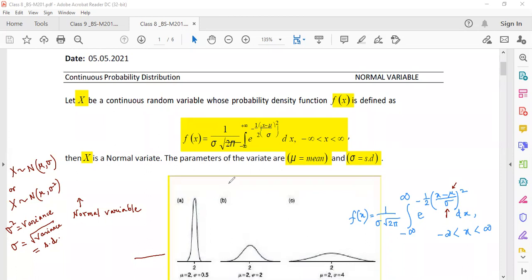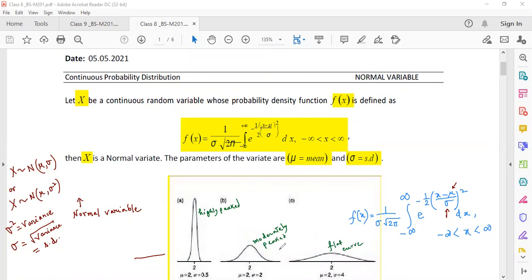Okay, so let us write the characteristics just beside the curves. So this curve is highly peaked. This curve is moderately peaked. And this is a flat curve. These are the dissimilarities among these three curves.